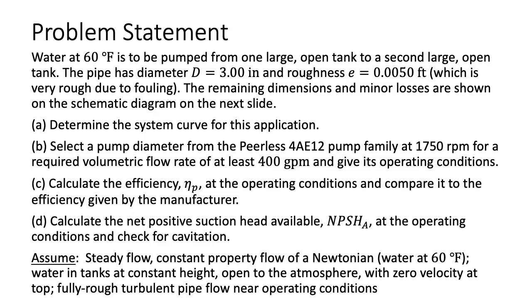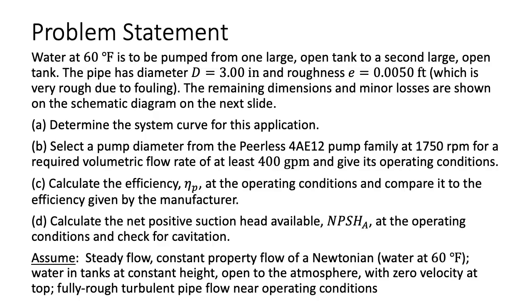For Part A, determine the system curve for this application. For Part B, select a pump diameter from the Peerless 4AE12 pump family operating at 1750 revolutions per minute, where the required volumetric flow rate is at least 400 gallons per minute. Then, give the operating conditions for the selected pump.